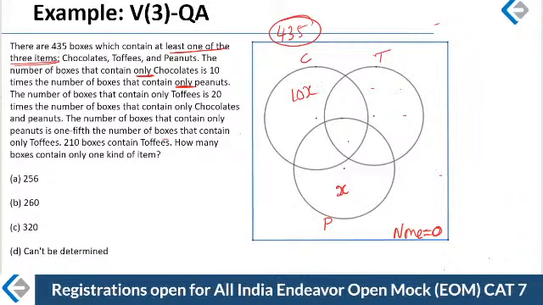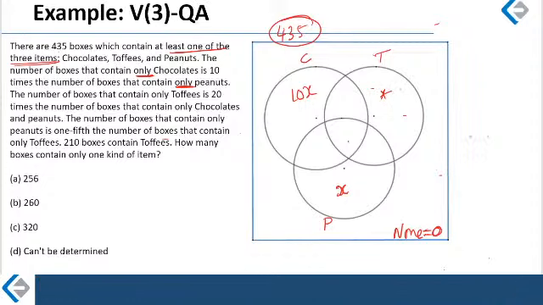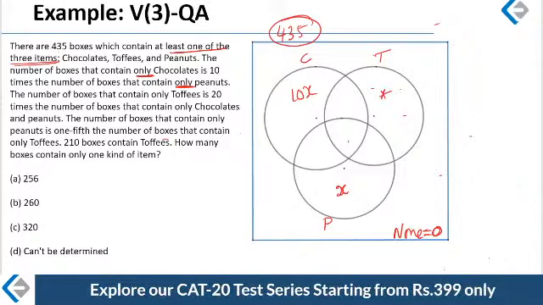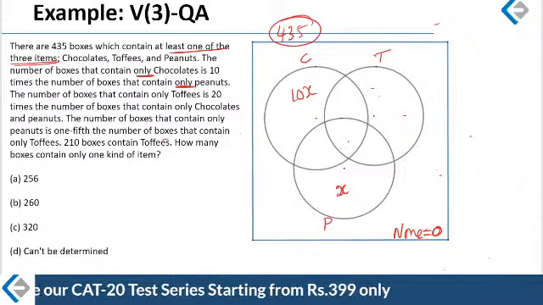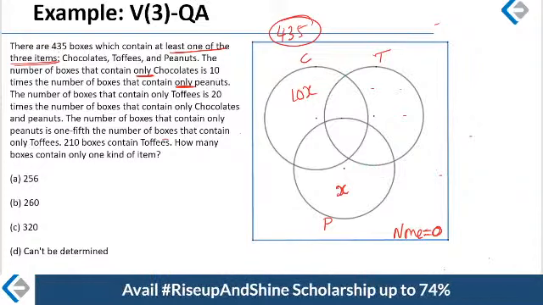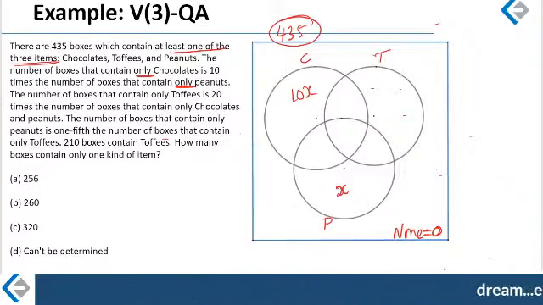The next one: the number of boxes that contain only toffees is 20 times the number of boxes that contain only chocolates and peanuts. Where is only chocolates and peanuts? It is here. What is that number? No idea, leave it for the time being. Let's go further, because I know some two cells. Always read with that intention, just like a logical puzzle. Don't get stuck at some place, just continue. That's how you do Venn diagrams, and any logical puzzle for that matter. Look for continuation, and don't be in a hurry to represent by using too many variables. Let's go to the next sentence.